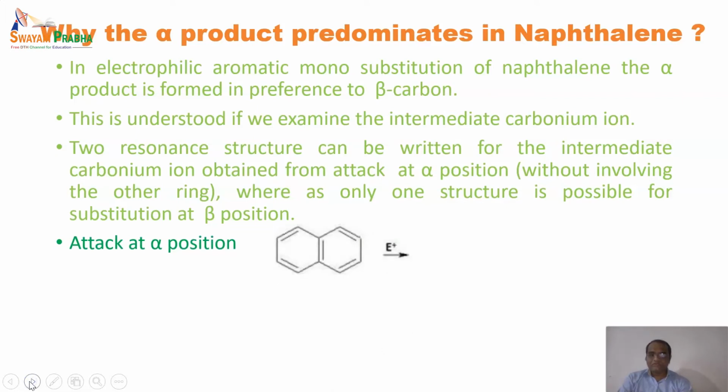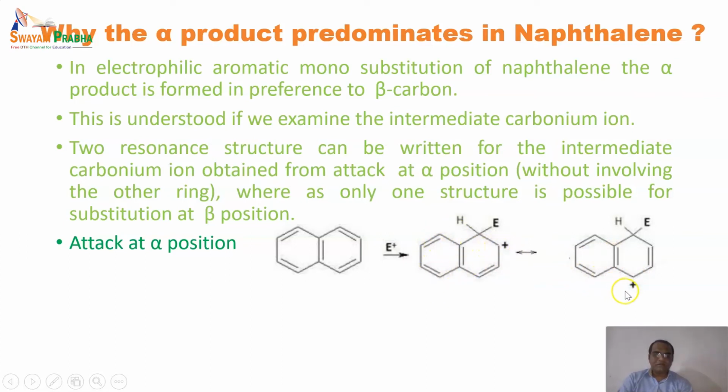If we see the structures of an alpha attack of an electrophile, we can get two types of these resonating structures, but there is no involvement of a further ring. So here we have considered only two structures of the first ring, or two carbocations of the first ring.